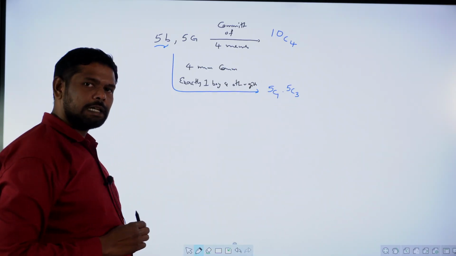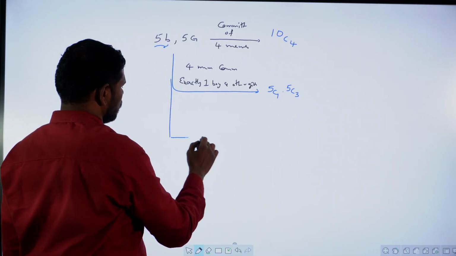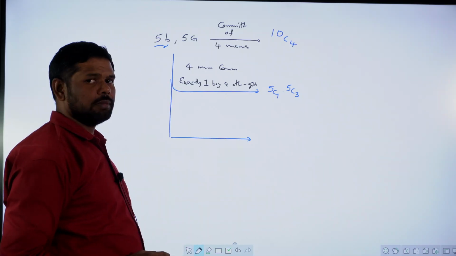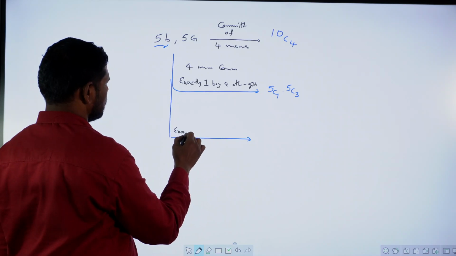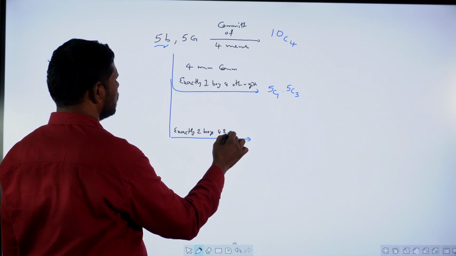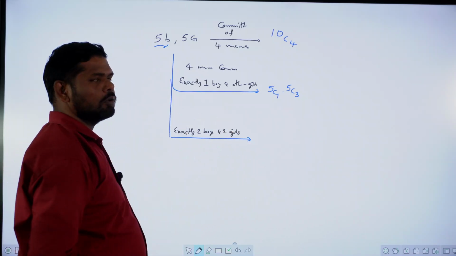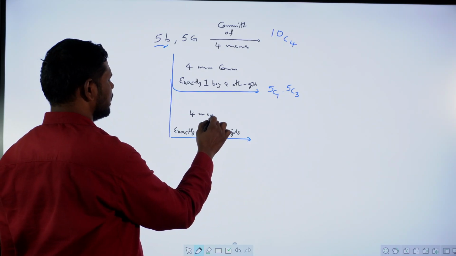5C3. Like that. Suppose the question may be framed like this: exactly 2 boys and 2 girls. Same 4-member committee. In how many ways?